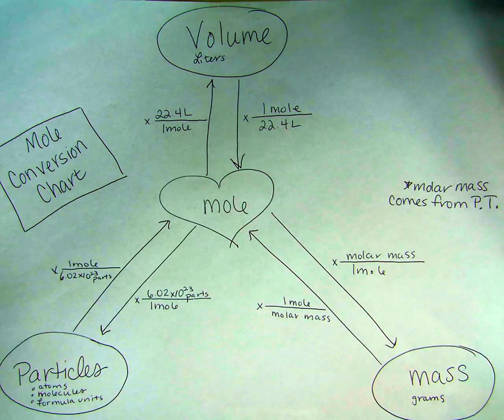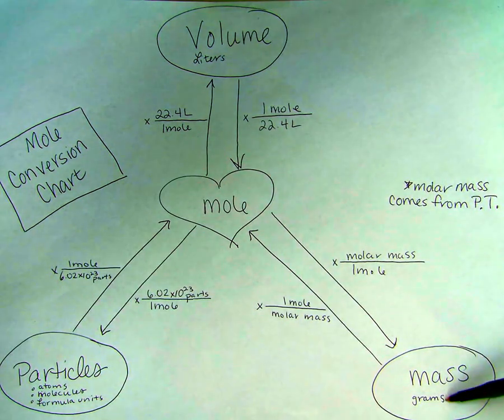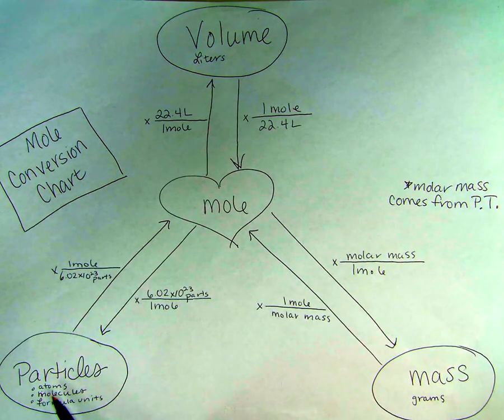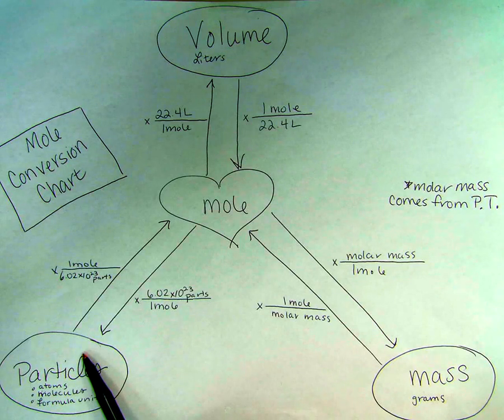What you want to do is first determine where you're starting. So if you're starting in liters, you'll start up at volumes. If you're starting in grams, you'll start at mass. And if you have atoms, molecules, or formula units, you'll start down here at particles. From there, all you have to do is follow the arrows.